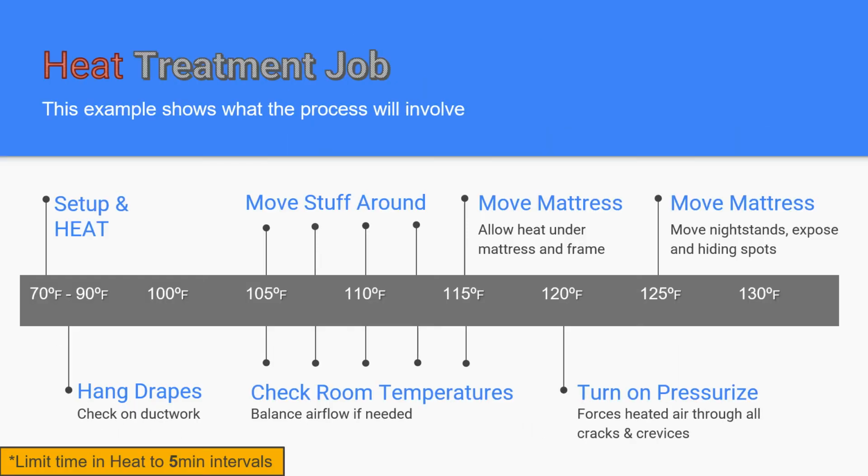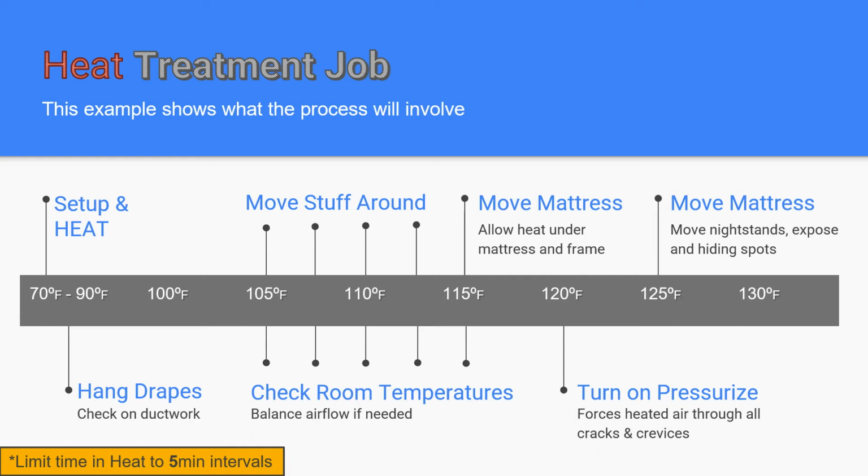In summary, let's take a look at an example heat treatment job so we know what the process involves. Once the heat injector's been set up, the distribution ducts have been ran to the far ends of the home. The heat injector is now discharging lethal temperature into the heat treatment. The doorway drapes have been hung on the doors to the bedrooms. We're now going to monitor the room temperatures so if something's not heating up right, we can balance the airflow by restricting other ducts.